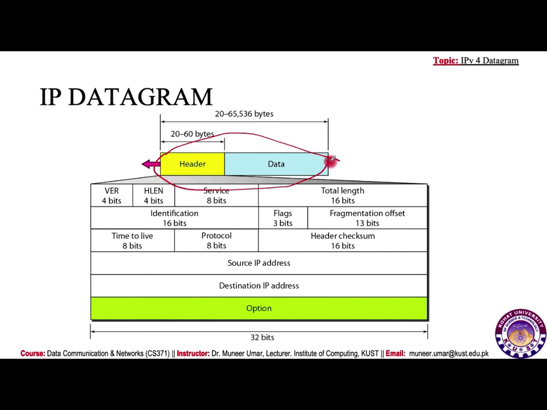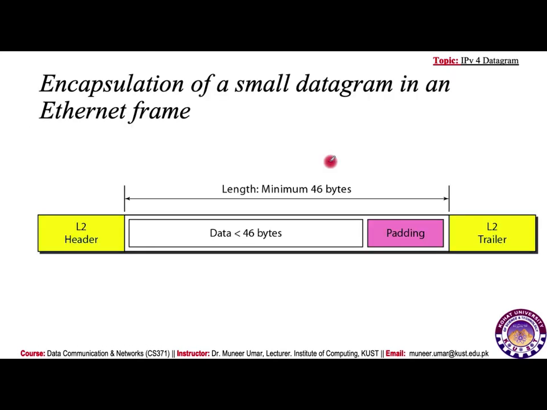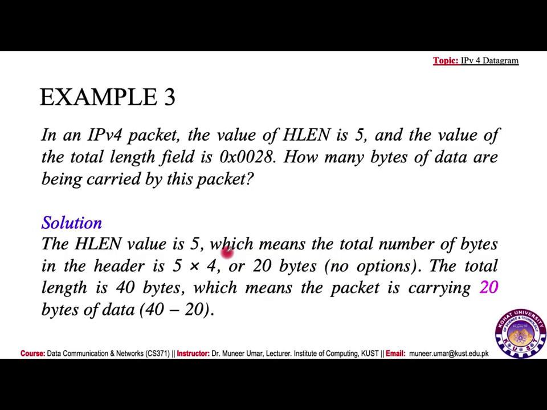An Ethernet frame, or the frames which are created at the data link layer, would have a total length of minimum size equal to 46 bytes, and we may need some additional bits for adjusting the word size. Those bits are known as padding bits. So the data bytes would be less than 46 bytes.